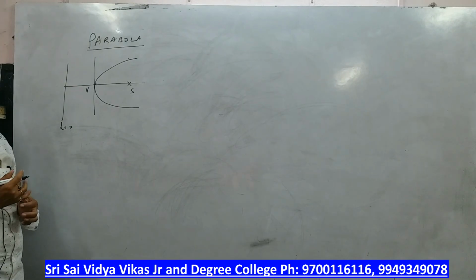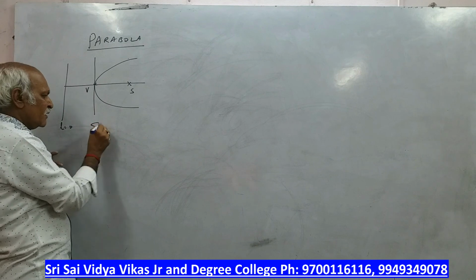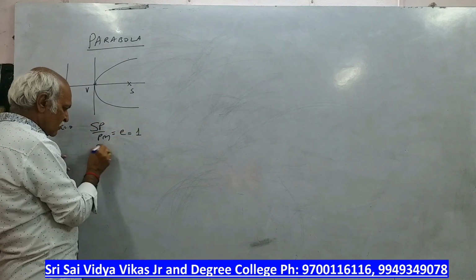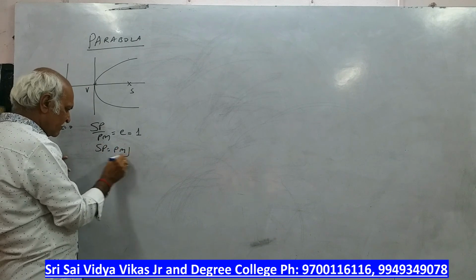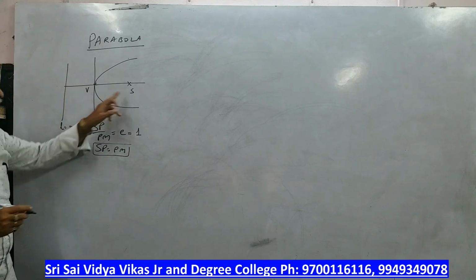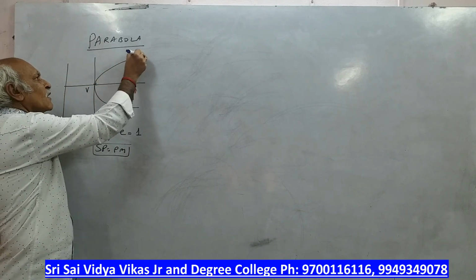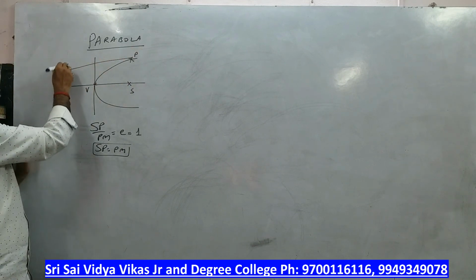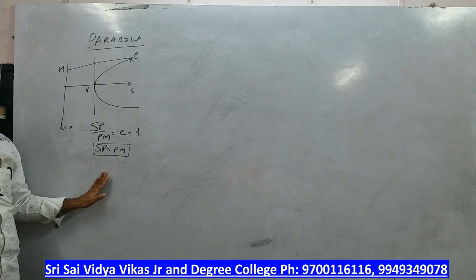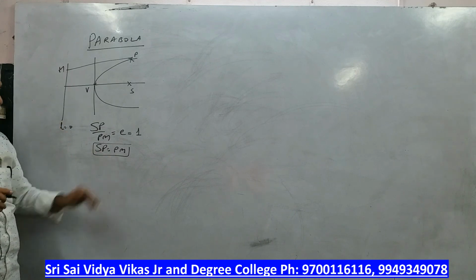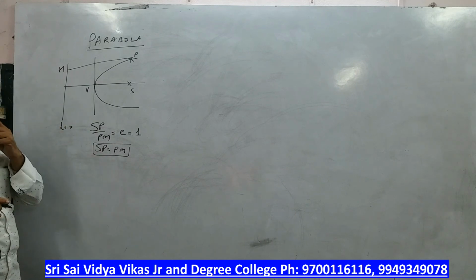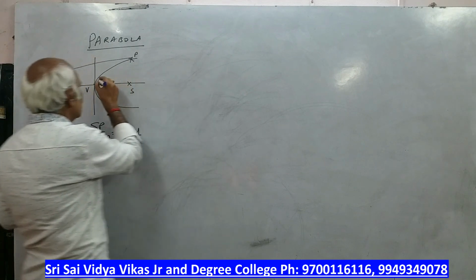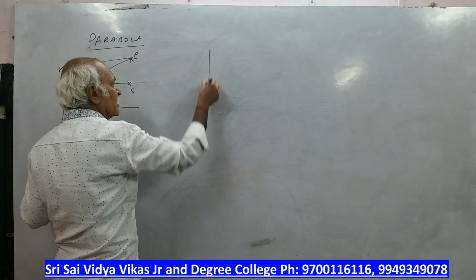Okay, parabola. What is the parabola? SP by PM is equal to E, which is equal to 1. So SP is equal to PM. Means the distance between the focus and the point, and the distance from the point to the fixed line, is equal. So SP is equal to PM, then the curve is called a parabola. Once we say parabola, there are some names that will come. I am drawing here again.